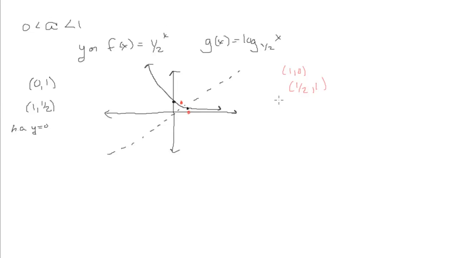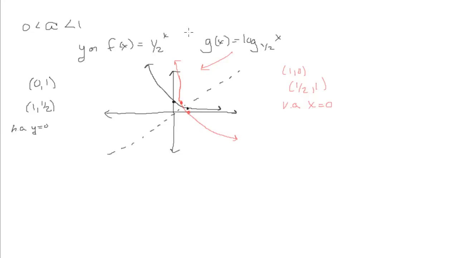And then I also know that I'll have a vertical asymptote, and that will be the y-axis, or x equals 0. And so this graph will look like, oops, I'm drawing a little cockeyed. That'll be a little bit straighter. Okay, so the red, again, is log base 1/2 of x, and then this one is our exponential, and that is 1/2 to the x.